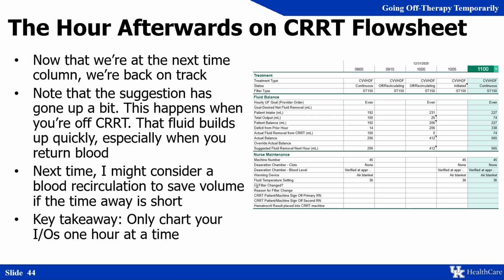That's kind of a plug for if your patient can get away with it, and making sure that your pressures aren't too high, and especially if you're on citrate, you might consider a blood recirc instead. Remember though, only chart your eyes and nose 1 hour at a time. So let's say you don't get to chart any of this until 11:30. You would chart your 10 o'clock eyes and nose, and then your 10 o'clock CRRT, then your 11 o'clock eyes and nose, and then your 11 o'clock CRRT.